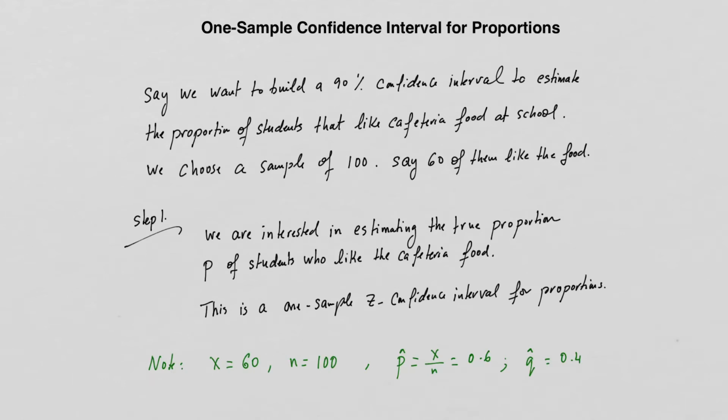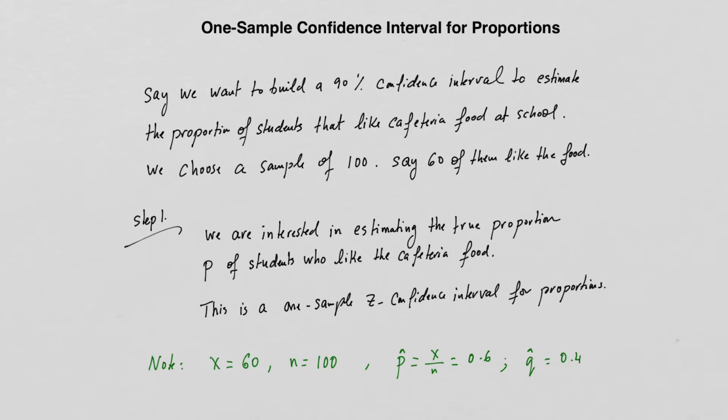All right, so in this video, we will talk about the one sample confidence interval for proportions. And I'm going to work out an example in detail so you know exactly what needs to be done and how you check the conditions and how do you go through the four major steps.